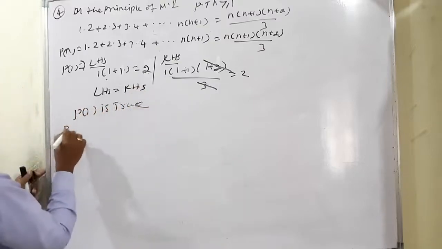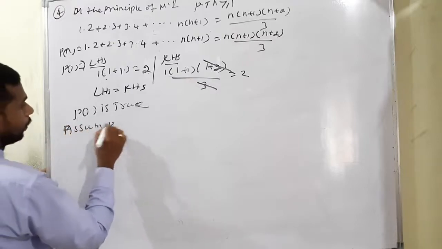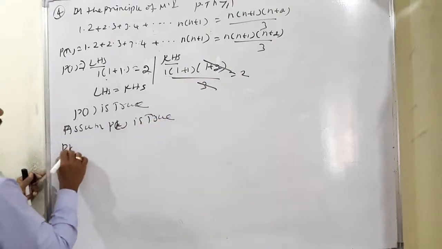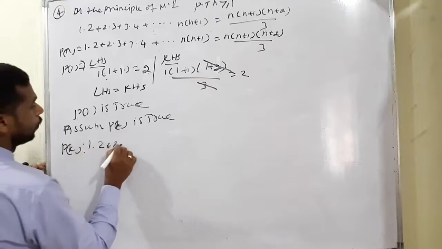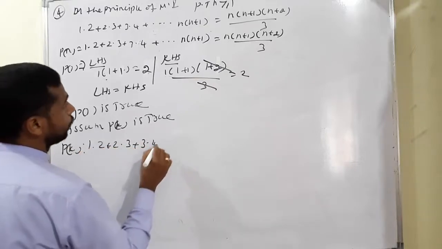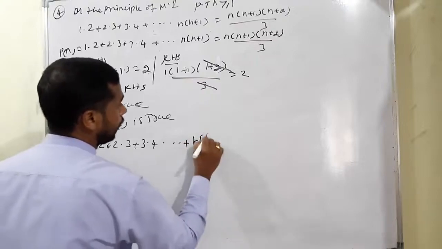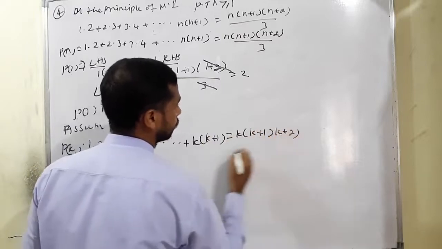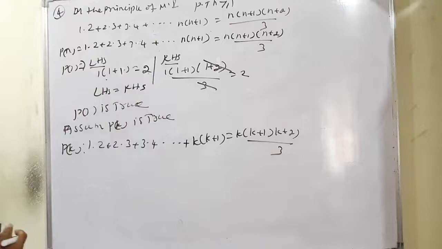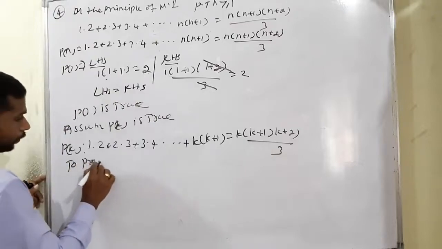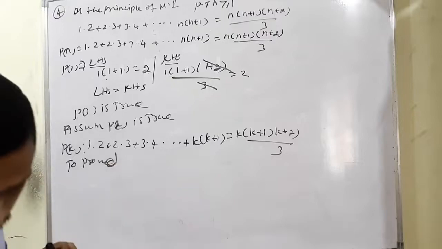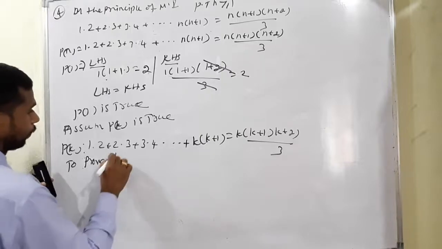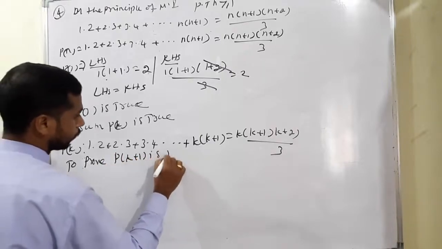Then, P of 1 is true means we assume P of k is true. So P of k is true means 1 into 2 plus 2 into 3 plus 3 into 4 plus ... plus k into (k plus 1) is equal to k into (k plus 1) into (k plus 2), the whole term divided by 3. To prove: P of k plus 1 is true.